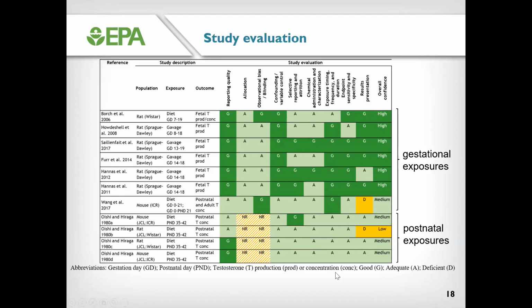One concern for sensitivity in the postnatal studies is that it appeared from the description of the test animals that the animals may have already started puberty before the study began. So that's something that might reduce the sensitivity to effects on hormones. And then one study had a concern for results presentation. So we ended up giving those medium confidence ratings for 3 studies, low confidence for 1.